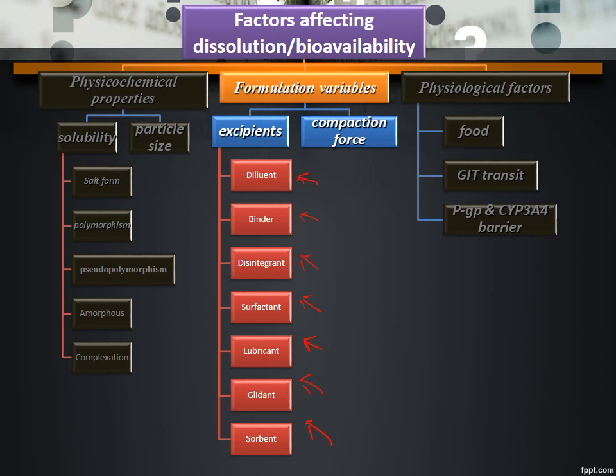Okay, these include the diluent, the binder that we use, the disintegrant that we use, whether we add in any surfactants to increase the dissolution, the lubricant that we use for the tableting process, the glidant for powder flow, and the sorbent to absorb some liquid. So all these can affect the bioavailability of the end product.